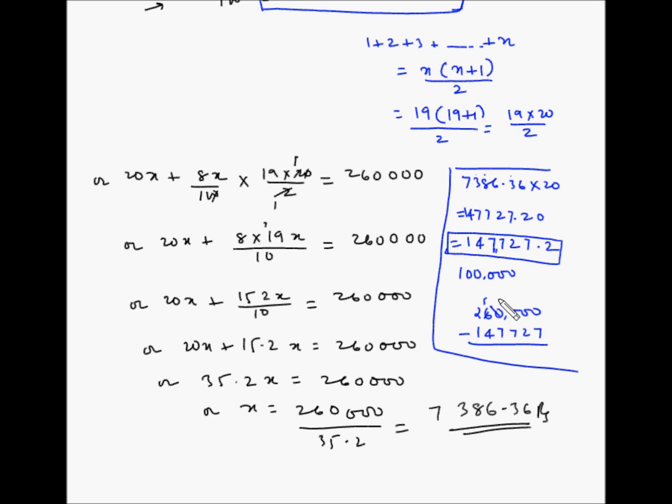So 5 9 9 9, so 10 minus 7 is 3, 9 minus 2 is 7, 9 minus 7 is 2, 9 minus 7 is 2, 5 minus 4 is 1, and 2 minus 1 is 1.